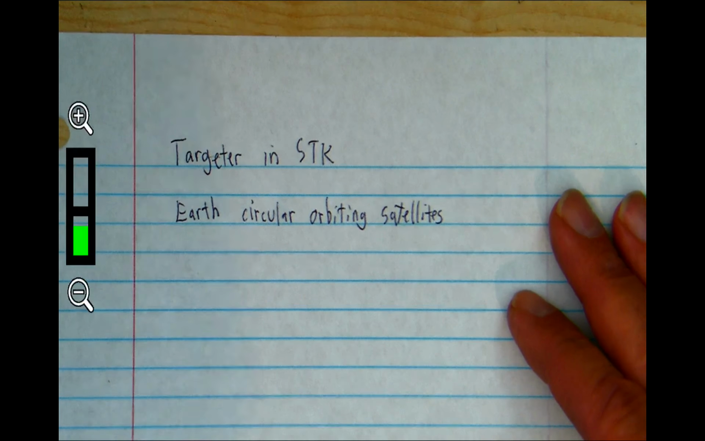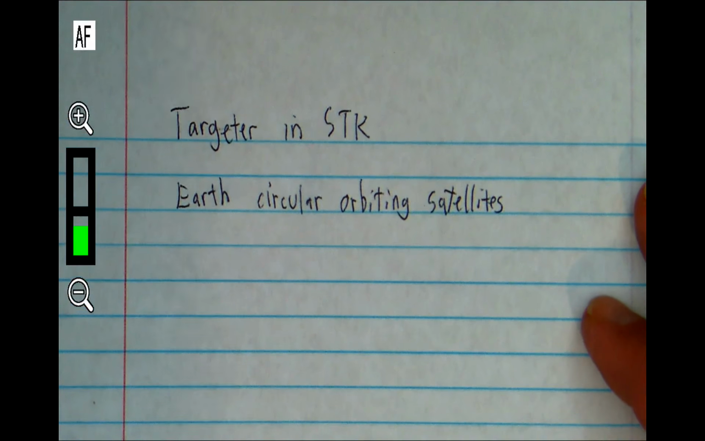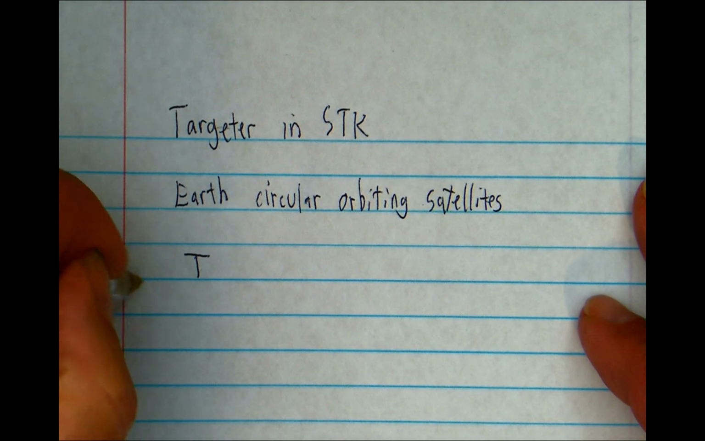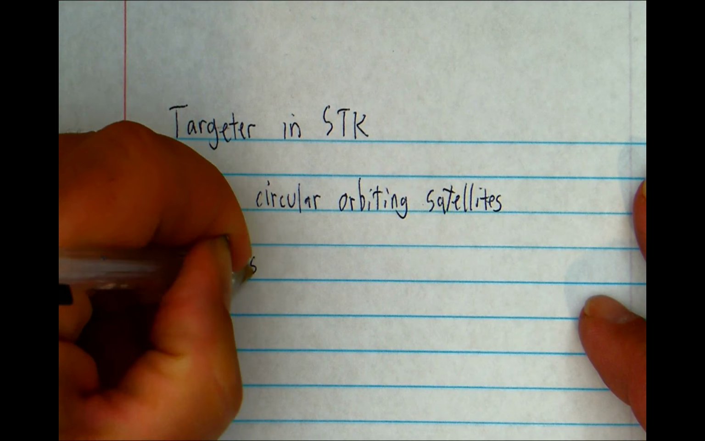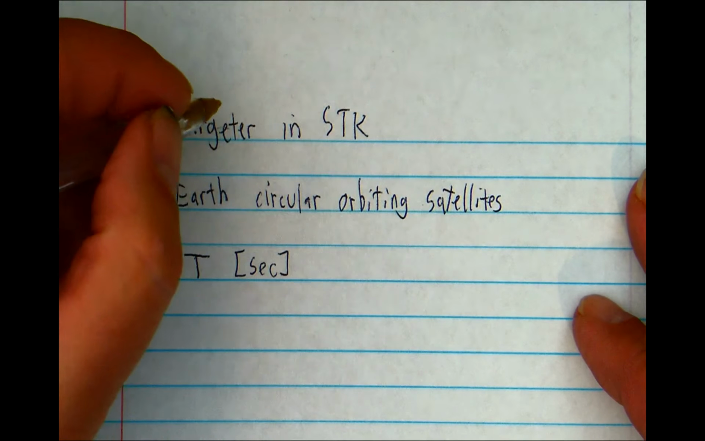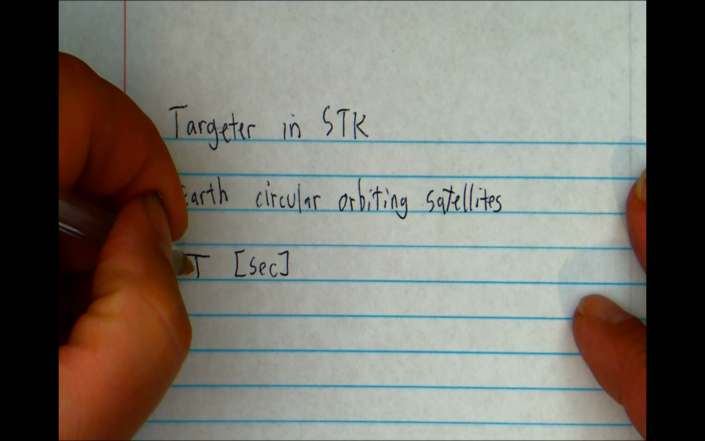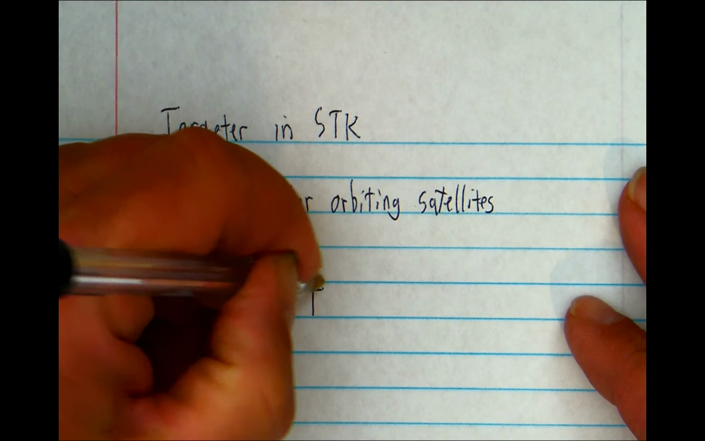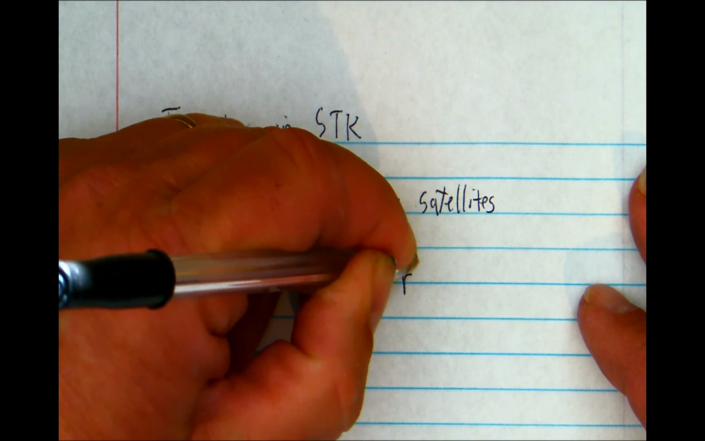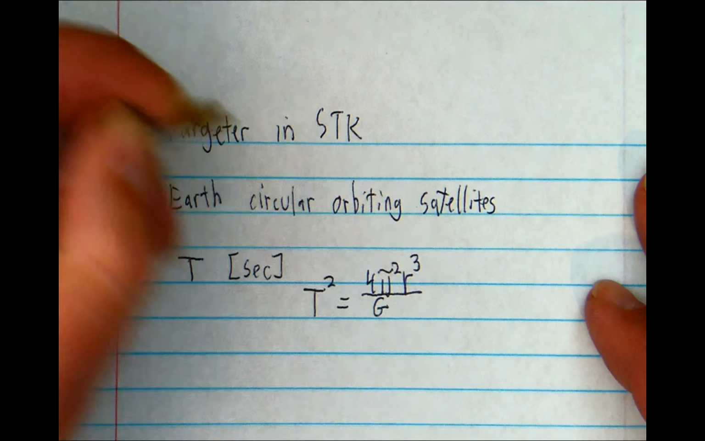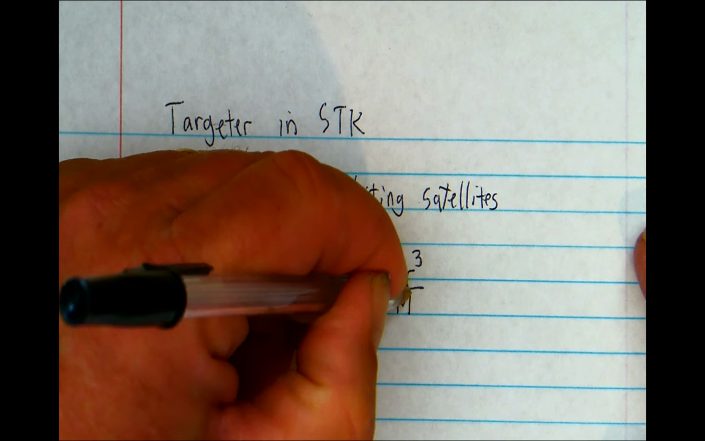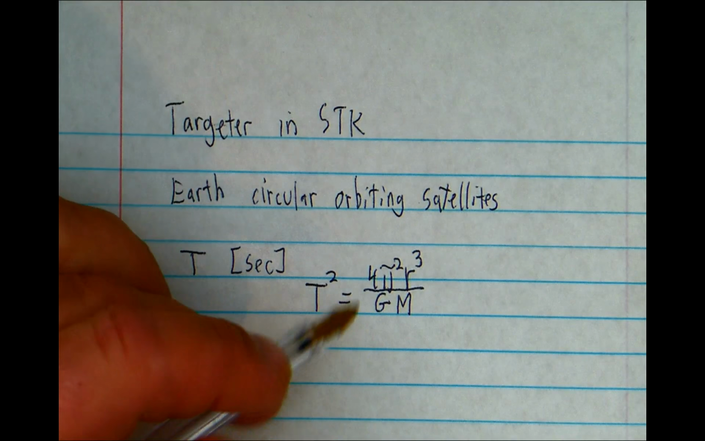For example, if I give you the orbital period in units of seconds to work with, you would calculate the orbit radius by using T squared equals 4 times pi squared times r cubed divided by the universal gravitational constant G divided by the mass of the central body that you are orbiting, in this case, the Earth.